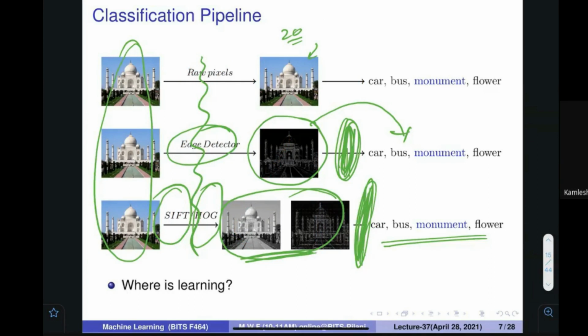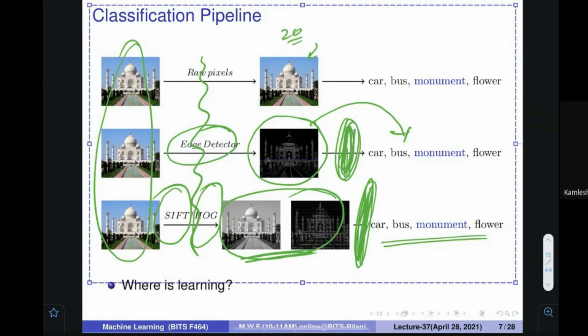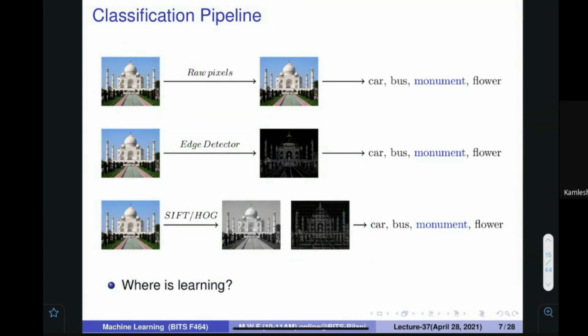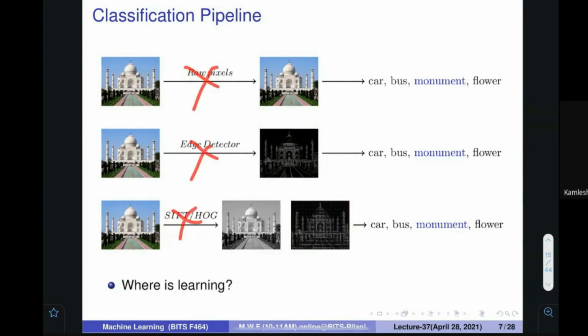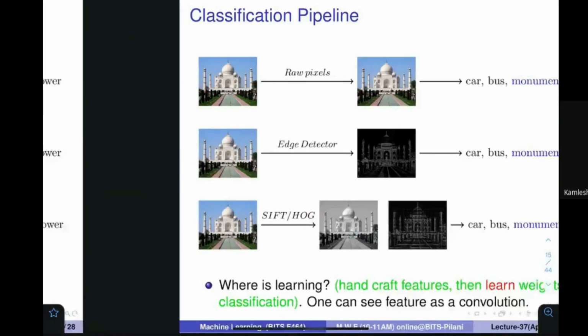The question is this: where is the learning happening, whether the learning is happening here or here? The answer is the learning is happening here. It is not happening here because I have done these things by a handcrafted method. I have found out some features, so I'm not learning here. I'm only learning here, because I have to change the parameters so that my accuracy is higher.